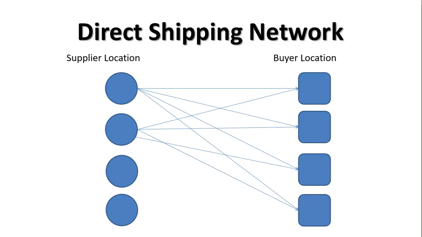The direct shipping network. Here, the shipments come directly to the buyer location from the supplier's location. The routing of each shipment is specified, and the supply chain manager needs to decide only the quantity and the mode of transportation that is going to be used in this network.